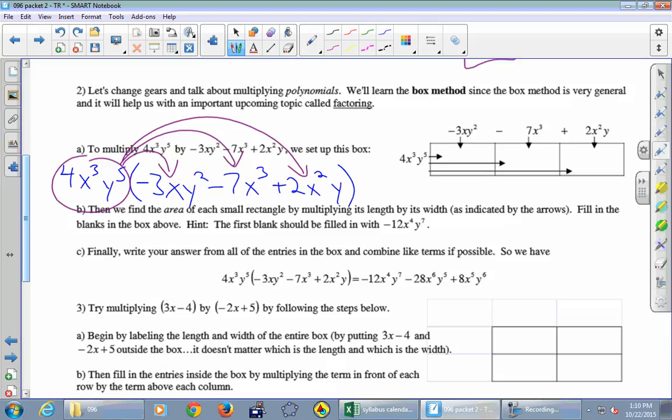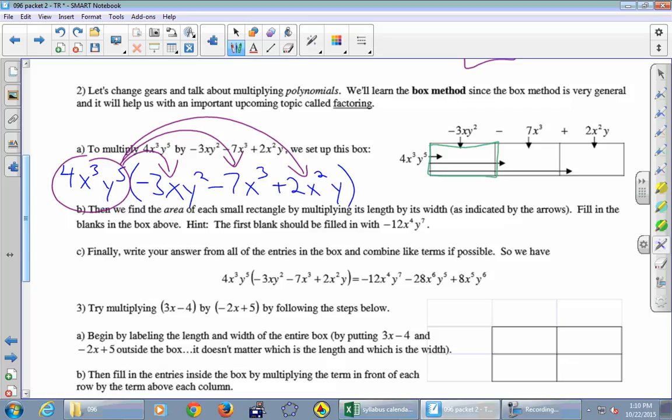And what we're envisioning is that for this, let's just focus on this rectangle right here. I am envisioning that that rectangle is labeled with its length and its width. I'm imagining the width of this rectangle, which is here to here, is represented by 4x cubed y to the 5th, and the length is -3xy squared. And what we're going to fill in inside of that rectangle is its area.